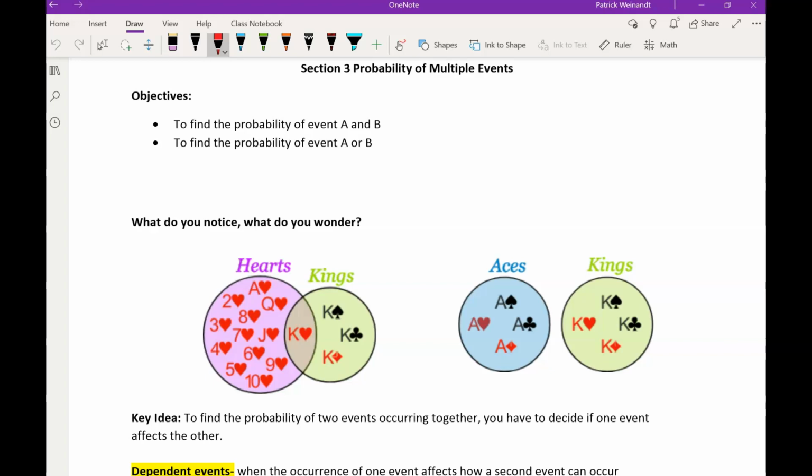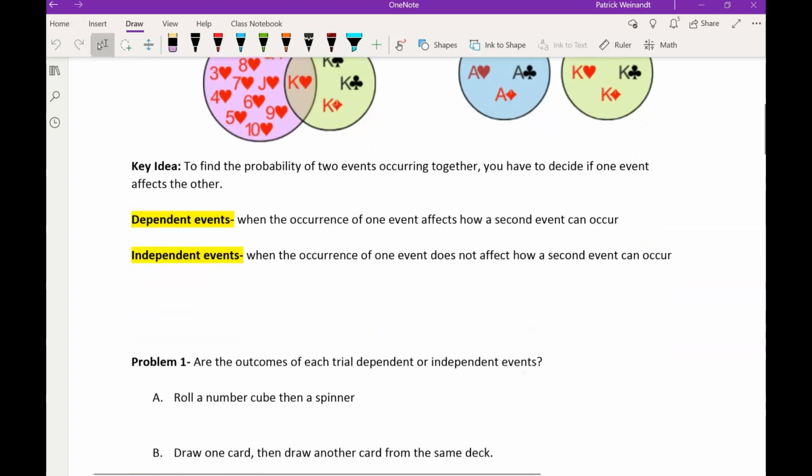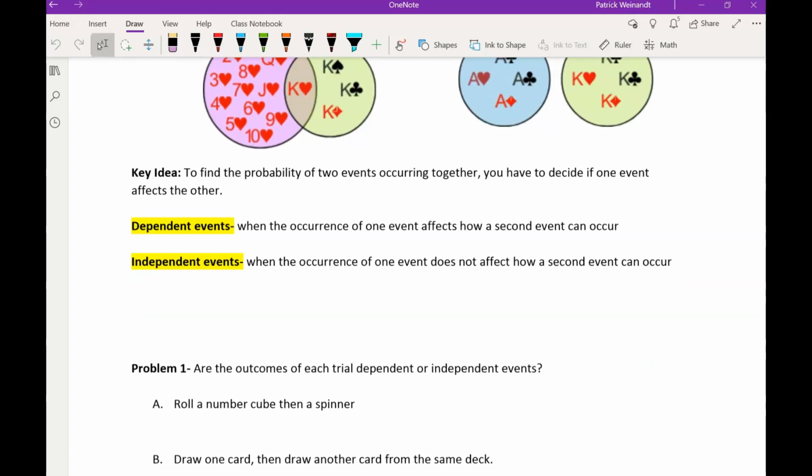Now on the right, there's two events, aces and kings, and well, they don't overlap. There's no ace that is also going to be a king. We would say that the things on the left are not mutually exclusive, and we would say that the things on the right are mutually exclusive. And we'll talk about that later. But the key idea today is that we want to find the probability of two events occurring together. And when we do that, we have to decide if one event affects the other event.